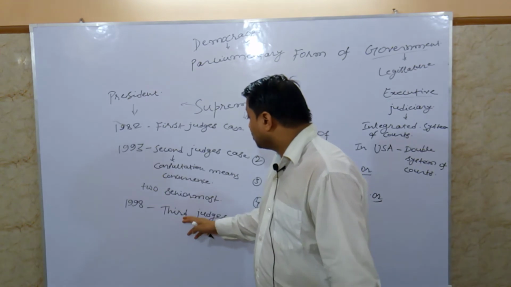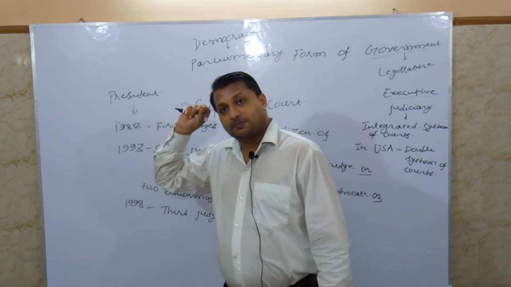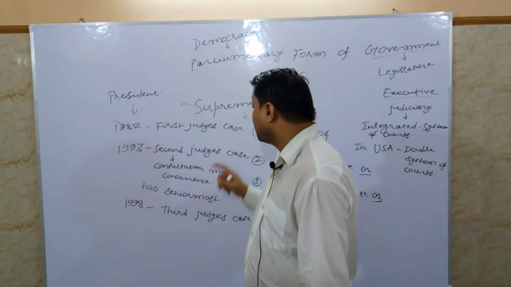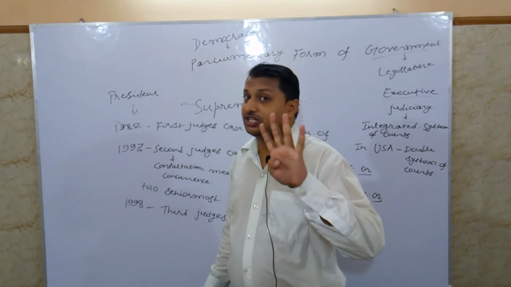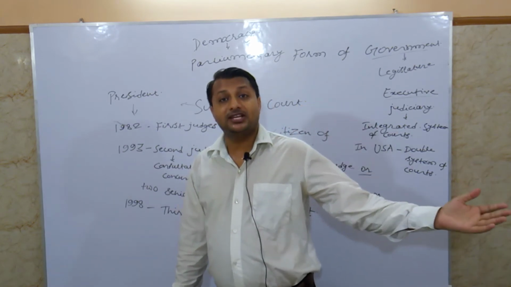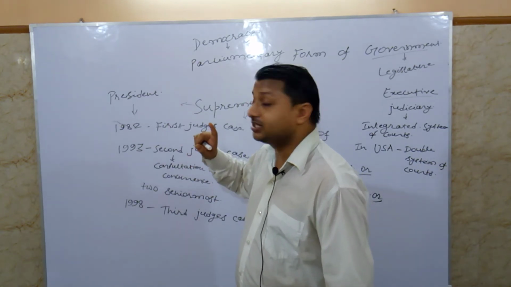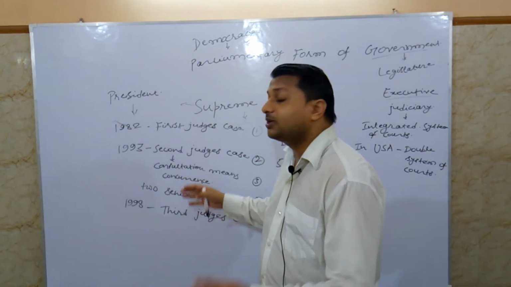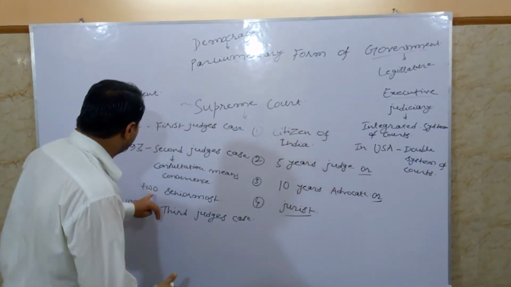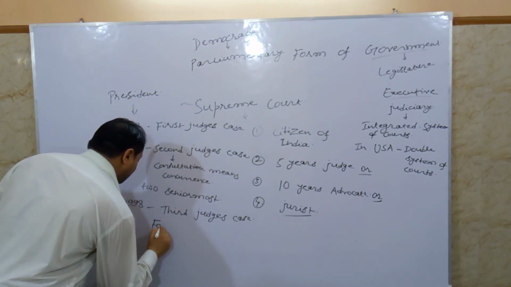So in the third judges' case it is said that judges of the Supreme Court and the High Court will be appointed by the Chief Justice of India after consulting four of his senior most colleagues. And even if two of his senior most colleagues suggest a different name, then the earlier name should not be recommended to the president for appointment. So the decision must be taken by consensus. Here, simply, two becomes four.